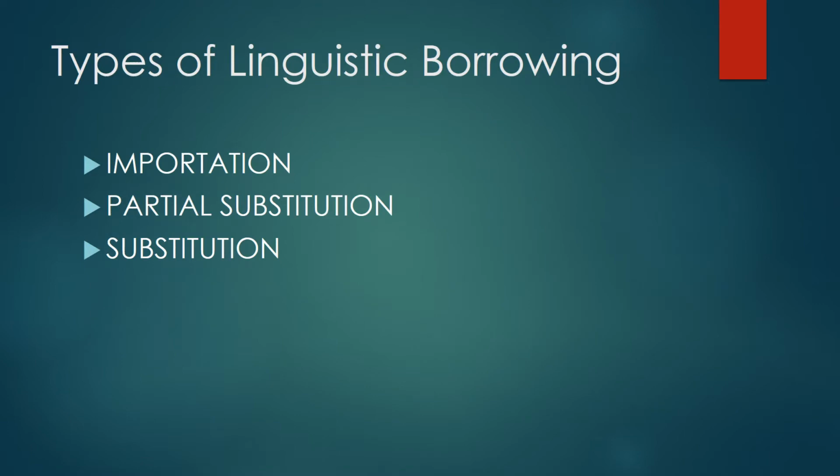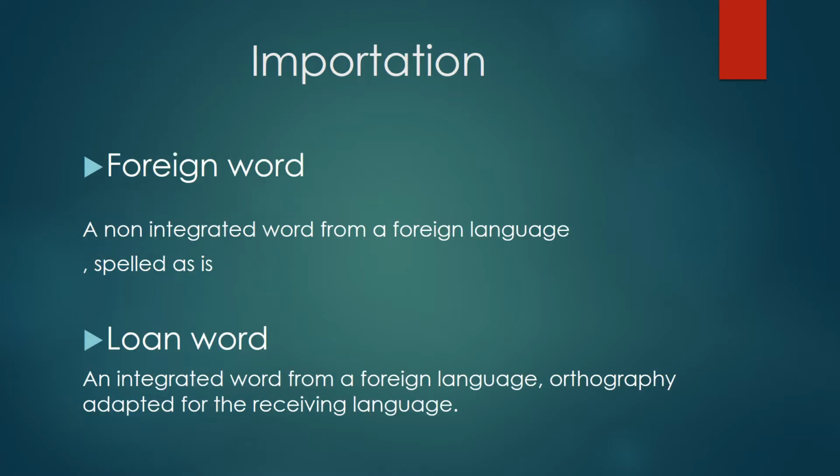There are three types of linguistic borrowing: importation, partial substitution, and substitution. There are two kinds of importation. First is foreign word. It is a non-integrated word from a foreign language spelled as is. For instance, cafe, as it is spelled in English, is basically from the French word.